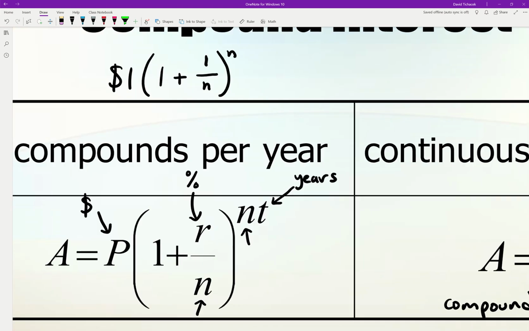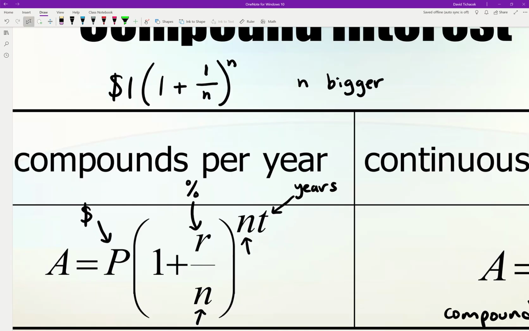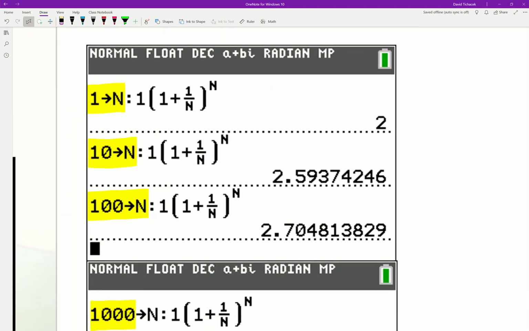What I want to do is I want to study what happens when n gets bigger. Okay, so the number of times you compound in a year, what if that gets bigger and bigger and bigger and bigger? What would we expect that $1 amount to turn into? Well, I've actually got that ready to go over here, and you'll notice that in the calculator I've just gone ahead and plugged in a larger number for n as I keep going.